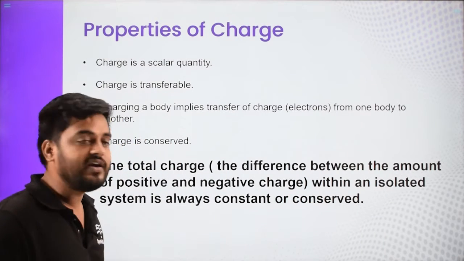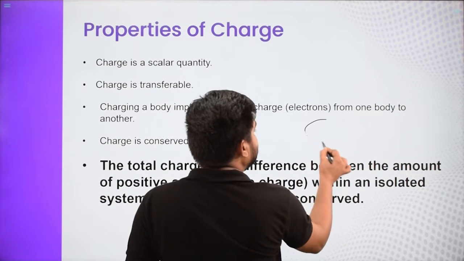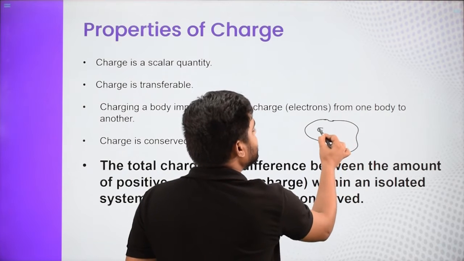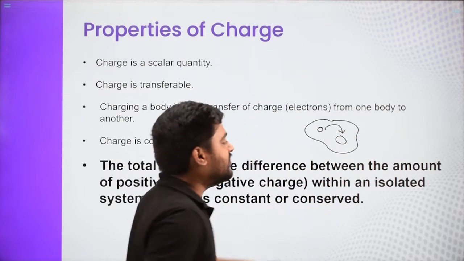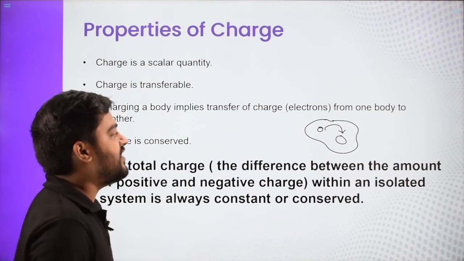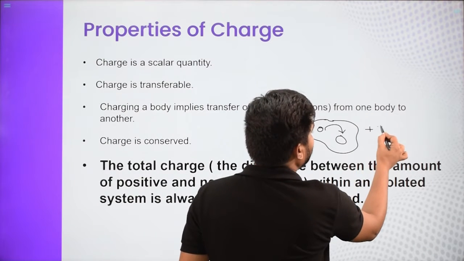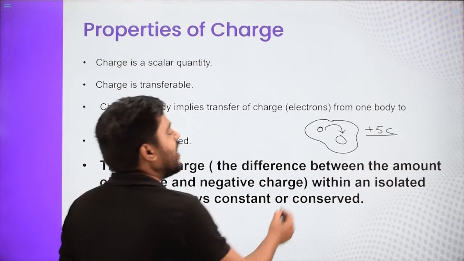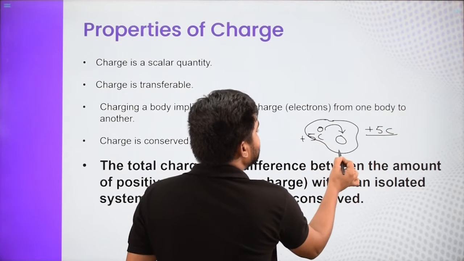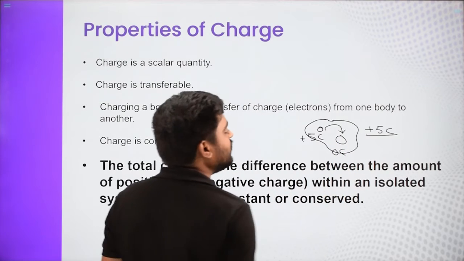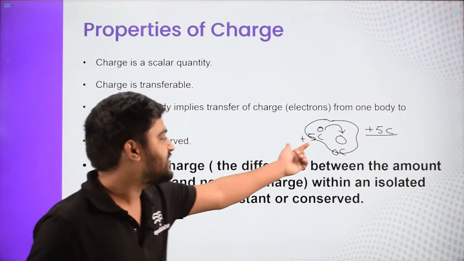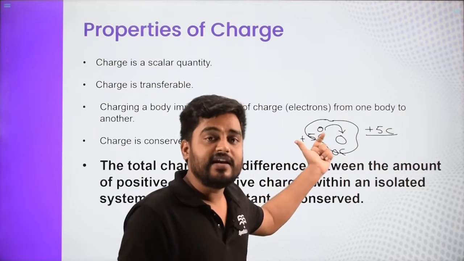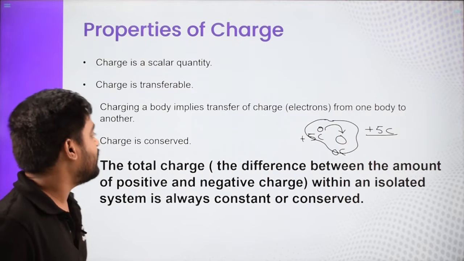It cannot be destroyed. If we are talking about a system which is isolated from its surroundings, it might transfer charge from one object of it to another, but the overall charge remains the same. If the overall charge is, let's say, +5 coulomb, it will always remain +5 coulomb. If this is +5 coulomb and this is 0 coulomb, and we transfer 1 coulomb from here to here, this will become +4 and this will become +1. But at the end, the total charge remains conserved at +5 coulomb.